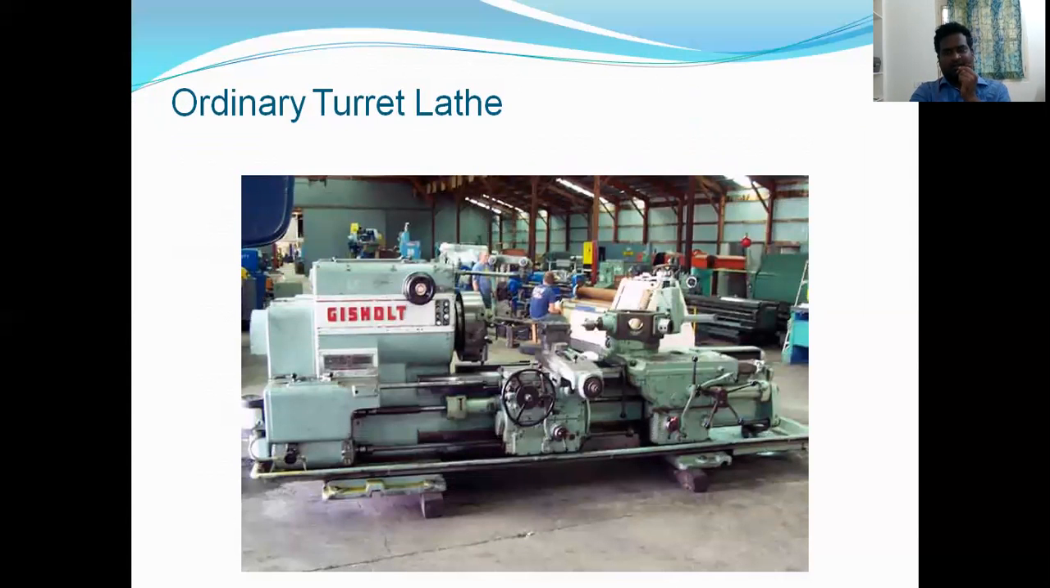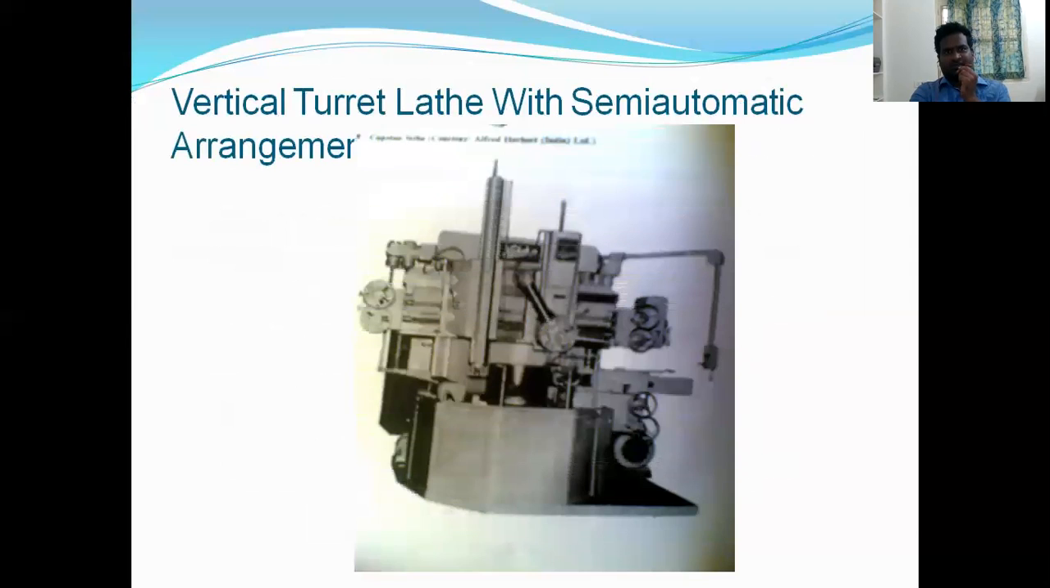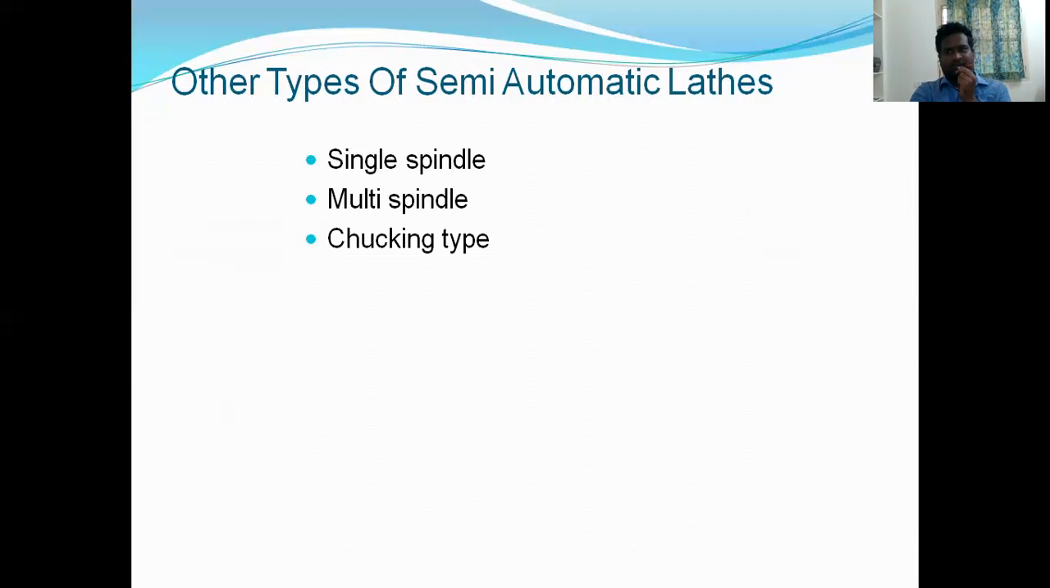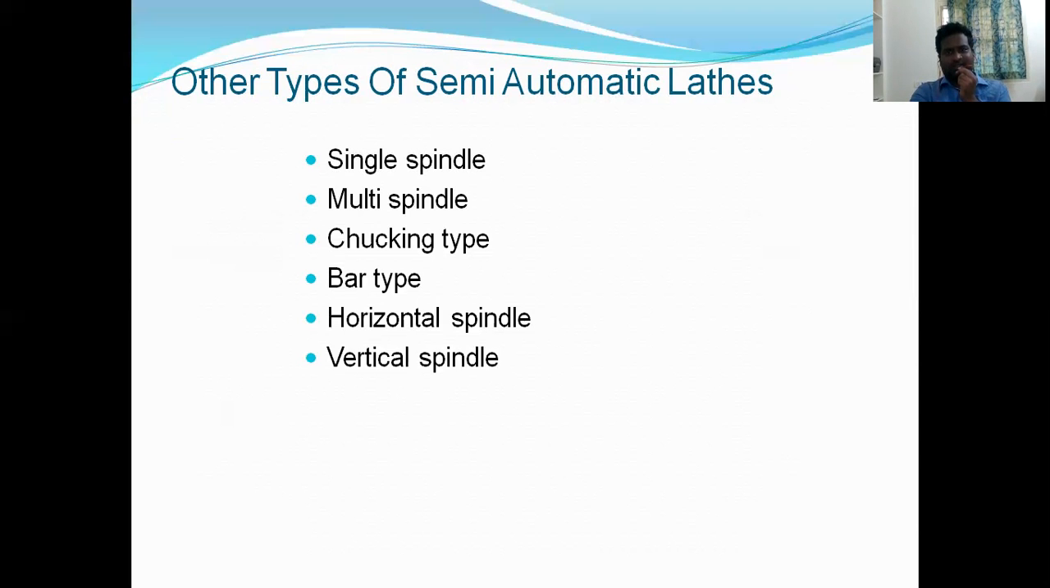This is the ordinary turret lathe as we observed in yesterday's class. Here is a vertical turret lathe with semi-automatic arrangement. Other types of semi-automatic lathes are single spindle semi-automatic lathes, multi-spindle semi-automatic lathes, chucking type, bar type, horizontal spindle and vertical spindle. So these are the types of semi-automatic lathes.